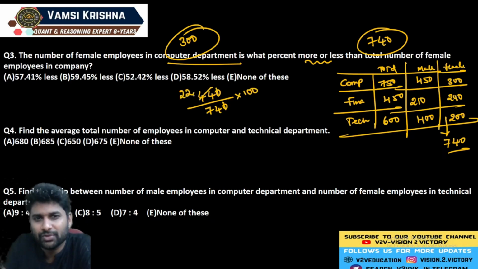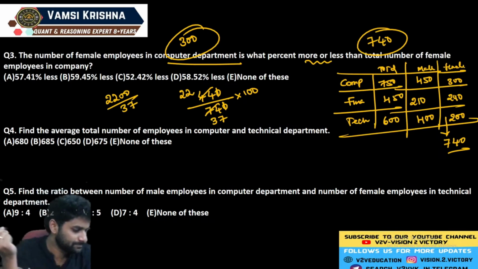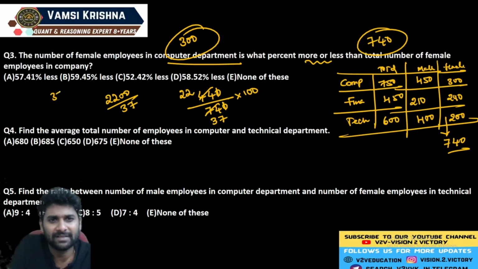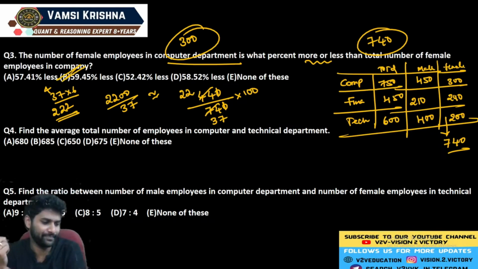Now here it's 22 times, here 37 times. So here the value is 2200 divided by 37. Just go through the calculation. Guys, see, 37 is multiplied by 6 approximately. 7 sixes are 42, 6 threes are 18, so 222. Guys, we have 220. Definitely the answer should be slightly nearer to 60%. Nearer to 60% we have 59.45.